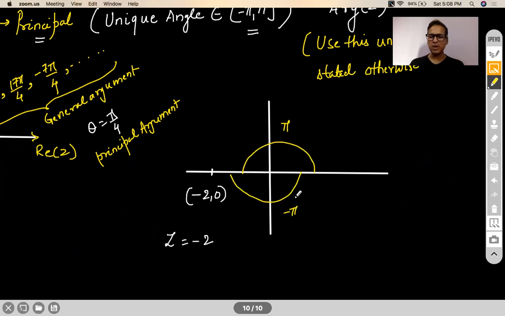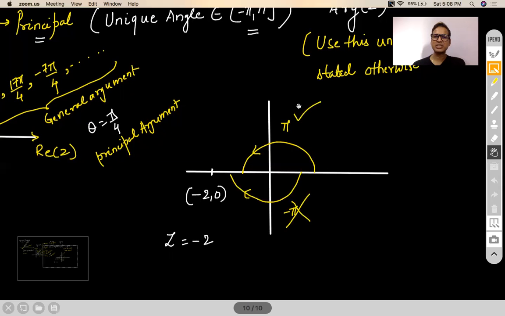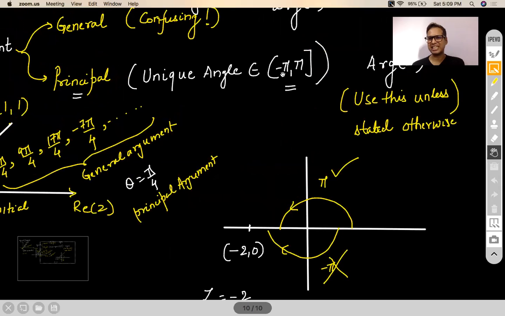So it will create two answers, right? Because pi will also lead to the same position, and minus pi will also lead to the same position. So to avoid this confusion, it was decided that we will only take the pi value, and will not take the minus pi value. Is this fine? That's why minus pi was excluded from the interval, so that nobody can state it. Got the point? All right.